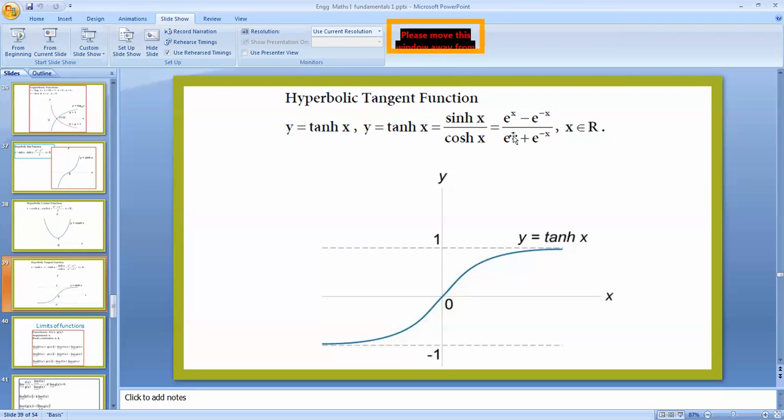But in the denominator, e raised to 0 is 1, and e raised to minus 0 is also 1, and 1 plus 1 is 2. So 0 upon 2 is 0. So when you substitute x is 0, y is 0, which means it is at the origin. It means that the graph or curve of that function will pass through the origin.